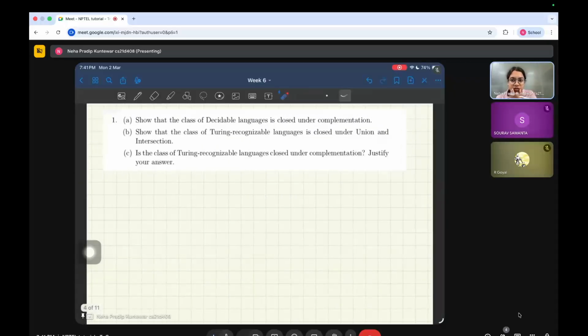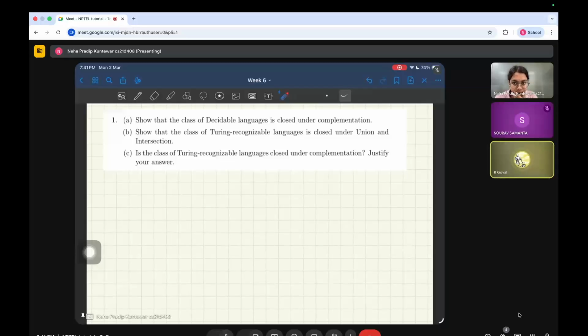Try out this question. Show that the class of decidable languages is closed under complementation. Since for a decidable language I have the answer of yes and no both, I just need to flip the outputs, and so the complement would also be decidable in that case.